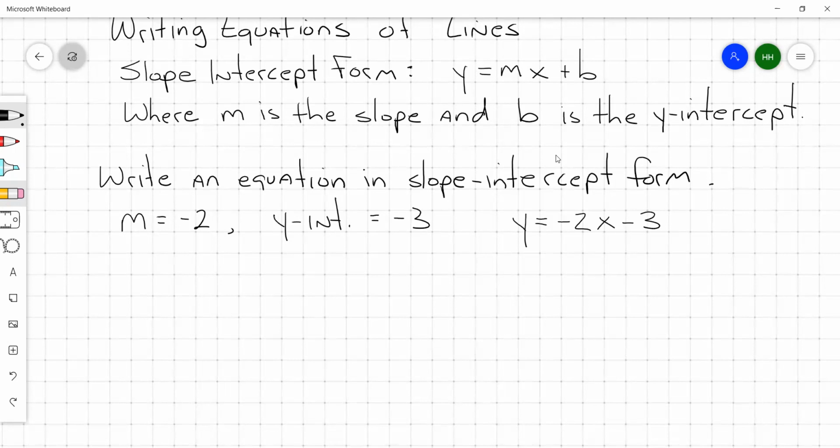This -3 is where the line hits the y-axis or intercepts the y-axis. And the -2 is the slope. So it rises 2 and it runs 1 to the left.